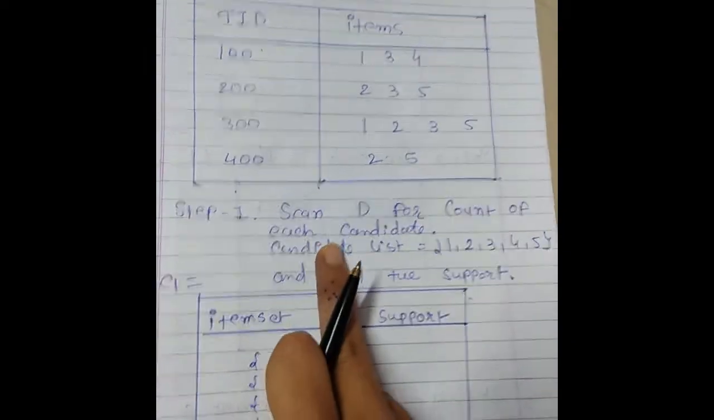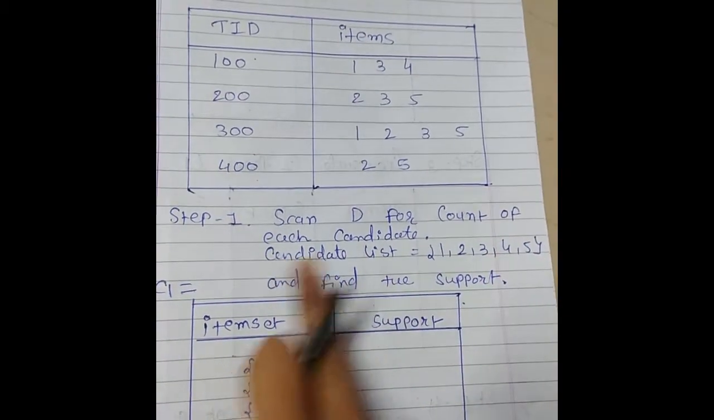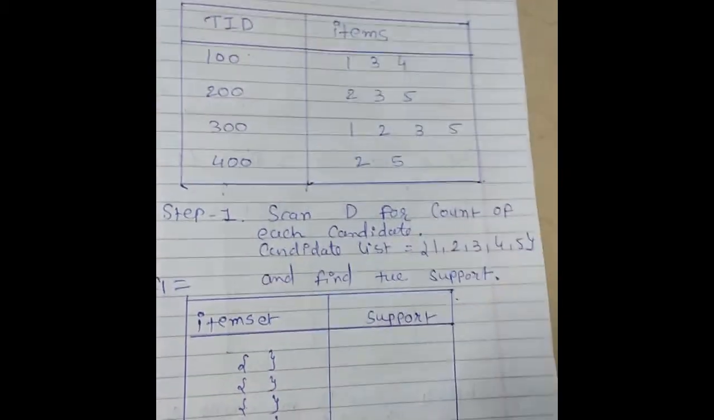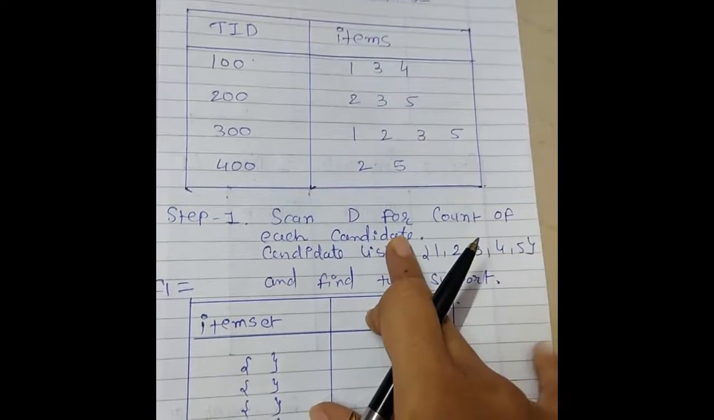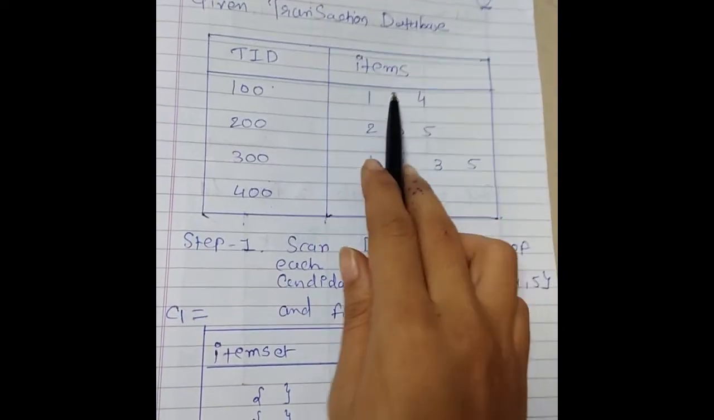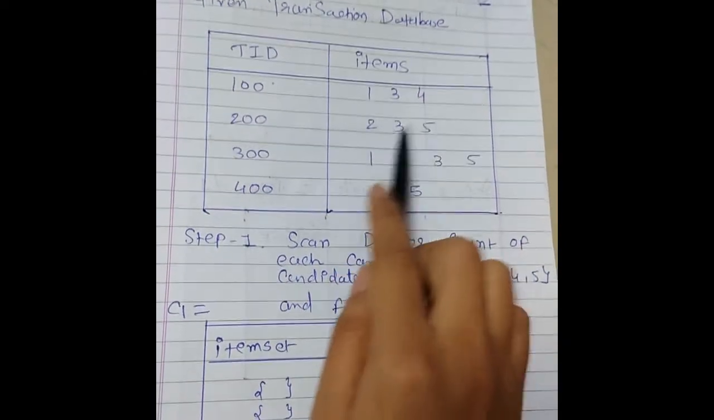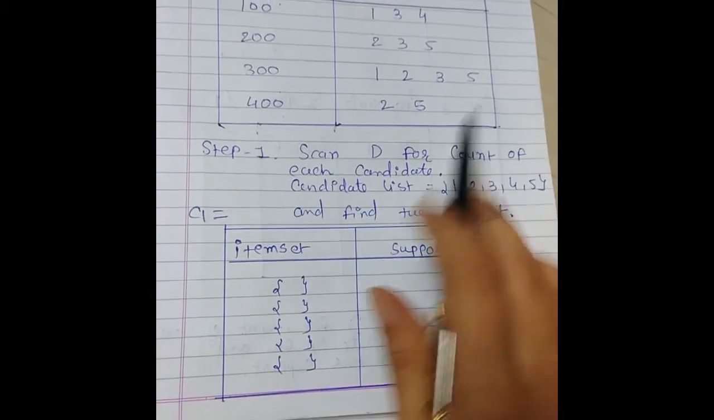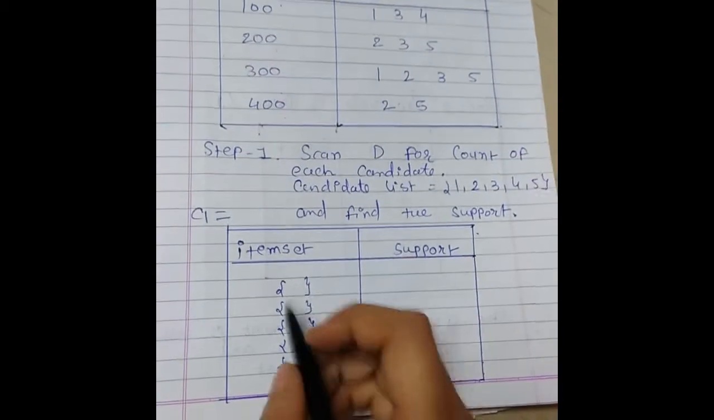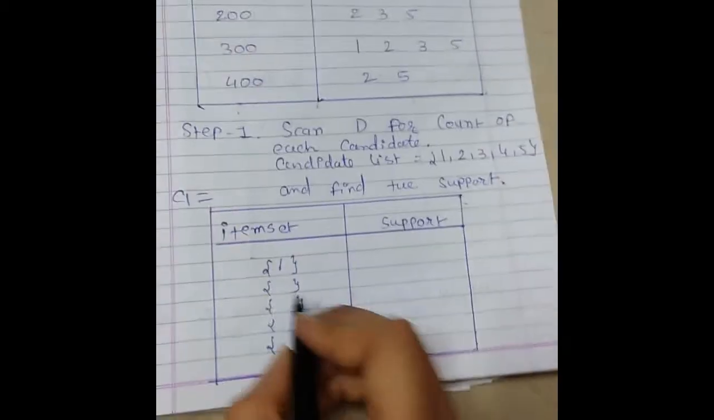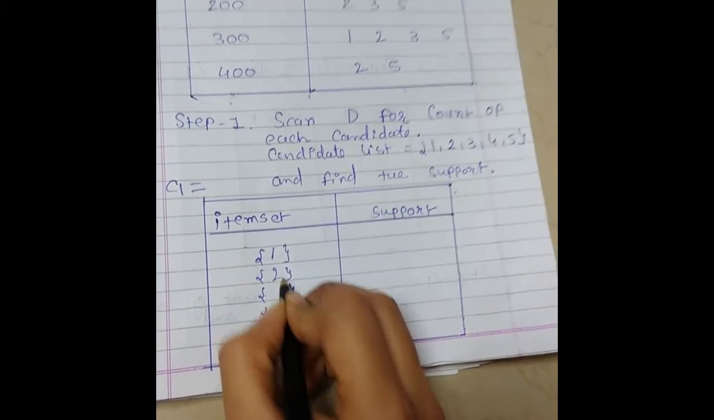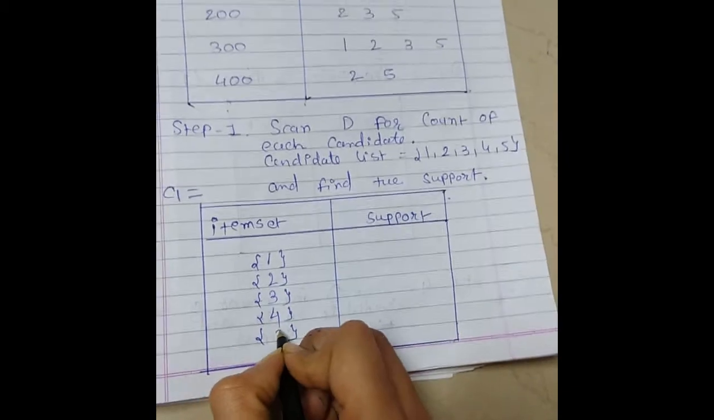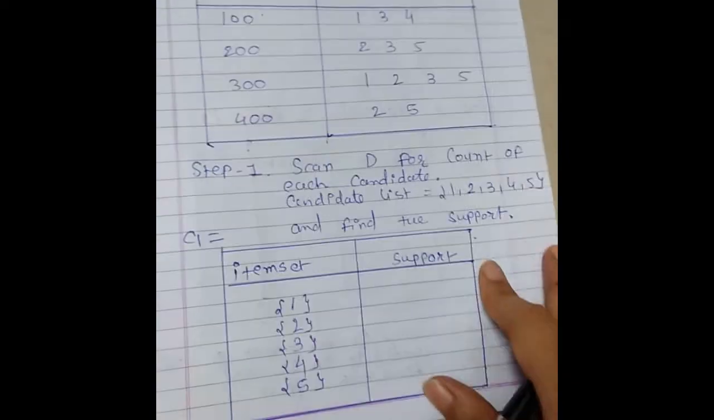Now the first step for the Apriori algorithm is to scan the database for the count of each candidate. We'll consider only the non-repeated items. So the item sets contain 1, 3, 4, 2, 3, 5, 1, 2, 3, 5 and 2, 5. We'll consider each item one time: 1, 2, 3, 4 and 5. So there are 5 items in the transaction history.